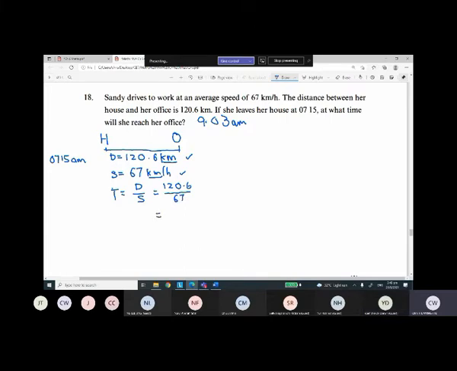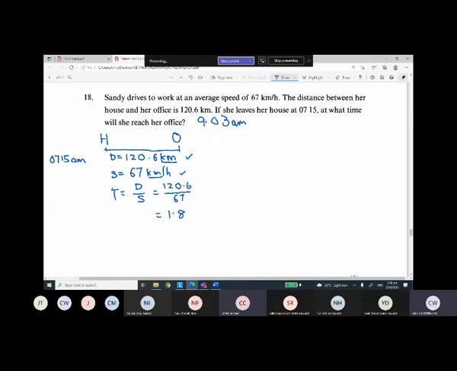Okay, take out your calculator and press. What's the answer? 120.6 divided by 67. 1.8. Can you tell me 1.8 hour or 1.8 minute or 1.8 second? Is it 1.8 hour, 1.8 minute, 1.8 second? What is it? 1.8 what? Is it hour? How do you know it's hour? Why not minute? Why hour?